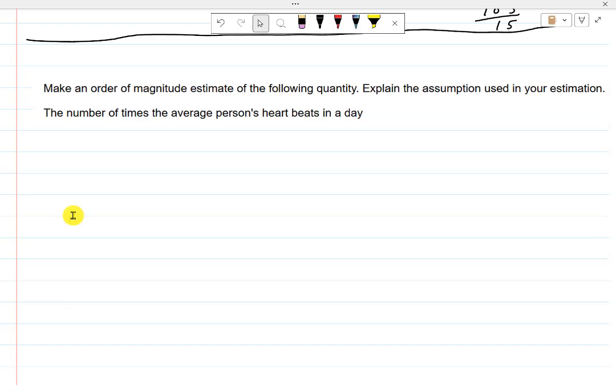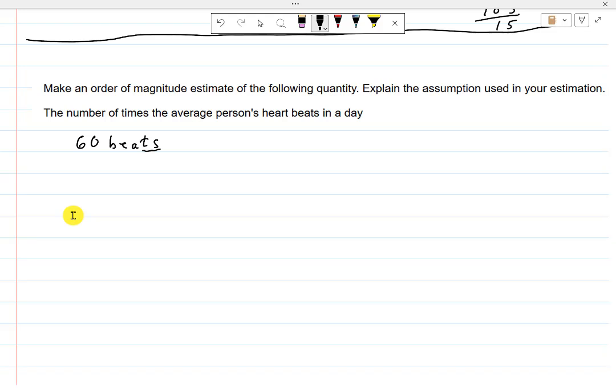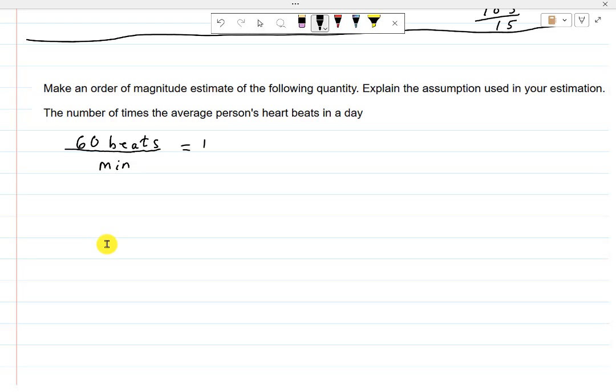So we want to get a rough estimate on how many times you breathe or heartbeats in a day. My heartbeat is almost always around 60 beats per minute. So let's just say 60 beats per minute. And they want to know how much you get for a whole day. So this is basically 1 beat every second, I think. So let me do that. 1 beat per second. That's simple enough.